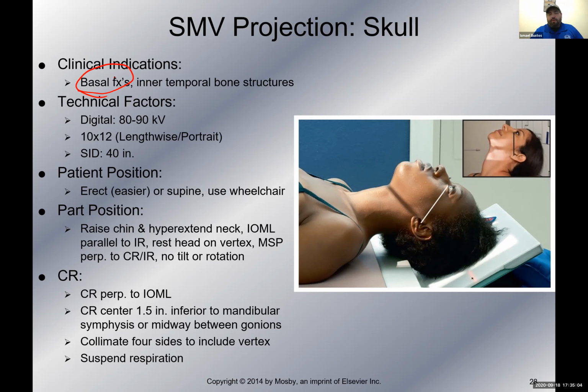Usually when you have a basal skull fracture, you may have some fluid leaking. So this one is best done erect, so we can get air-fluid levels. Again, if you can't do it erect, you can do it sitting down in a wheelchair or a chair. KVP is 80 to 90, 40-inch SID.